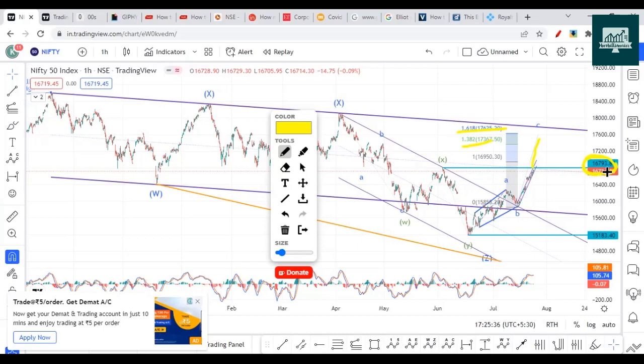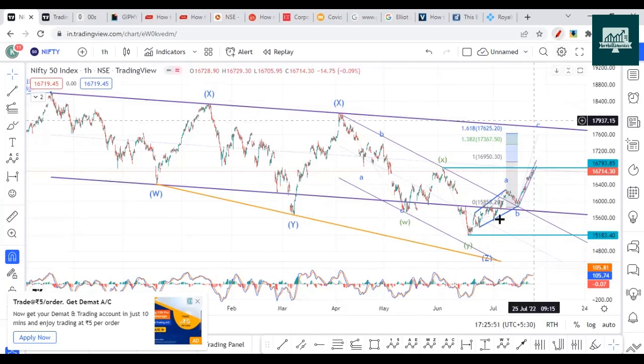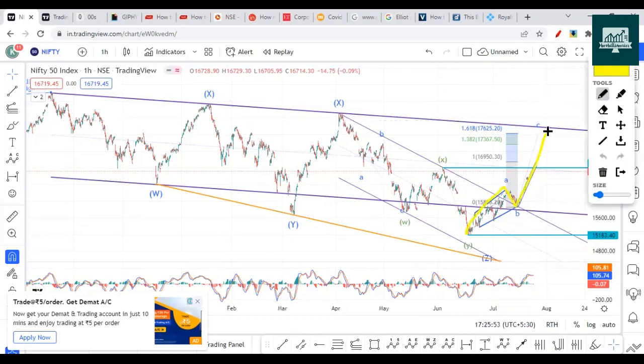A break of 16,794 would mean that we would go higher, around 800 to 1,000 points on the upside. We could head towards this channel line. So this is the alternative wave count. Here, as I said, I'm assuming A, B, and C waves. So A wave is a leading diagonal pattern. That's what we can consider here.